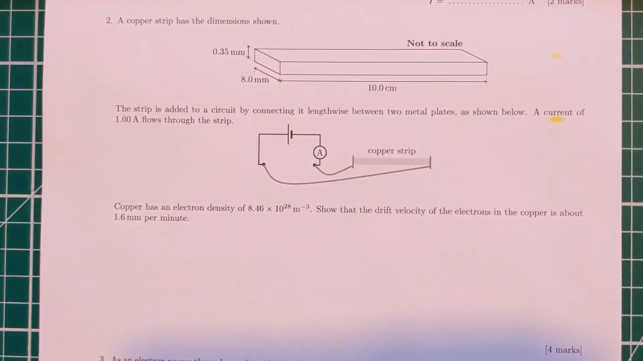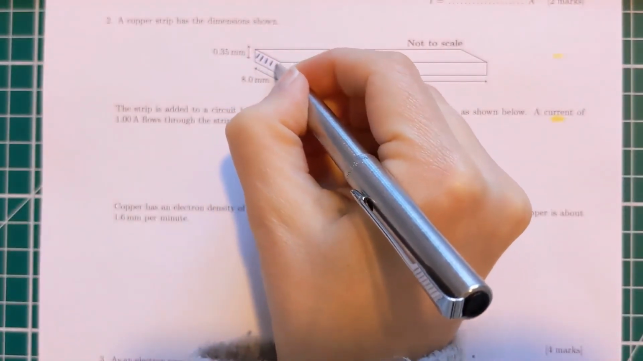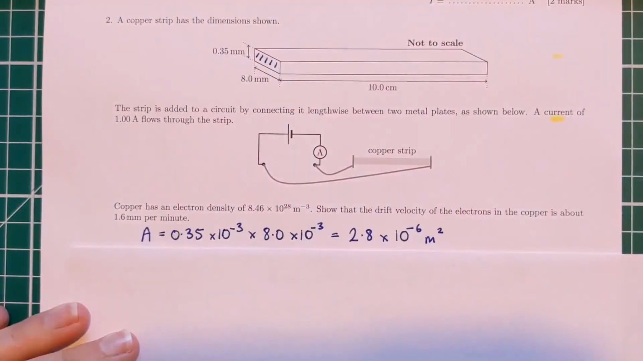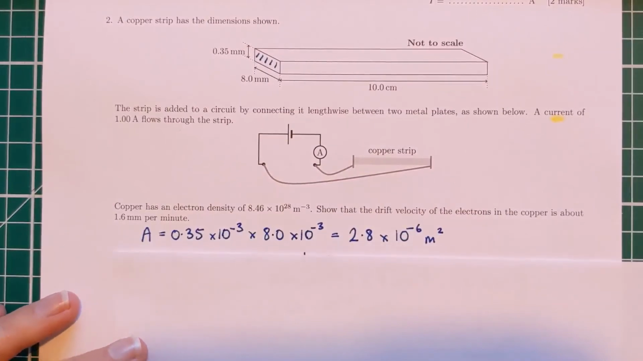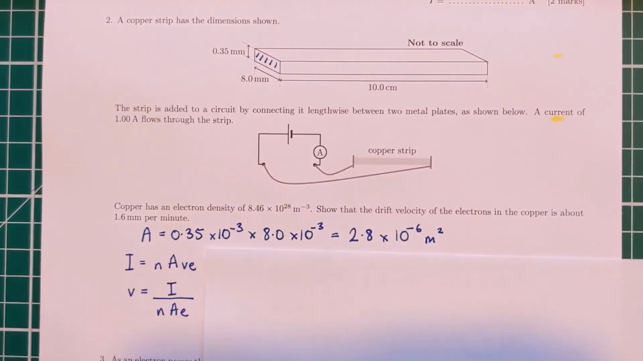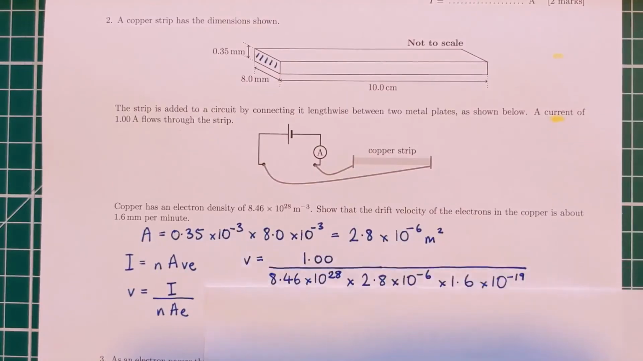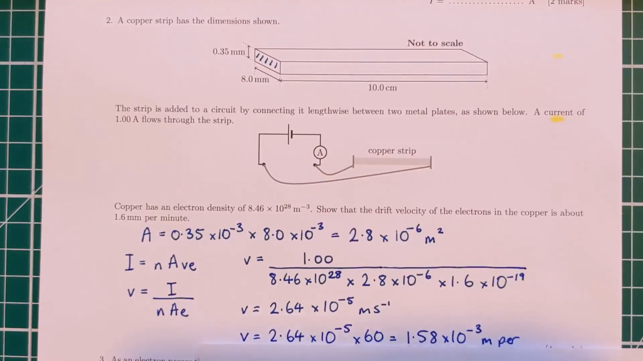Okay, so first up, the cross-sectional area is this area here. So we have this for the first mark, then there's your formula and rearranging for the second mark, then put all your numbers in correctly for the third mark, that'll give you this, and then for the last mark multiplying by 60 to get the distance per minute.